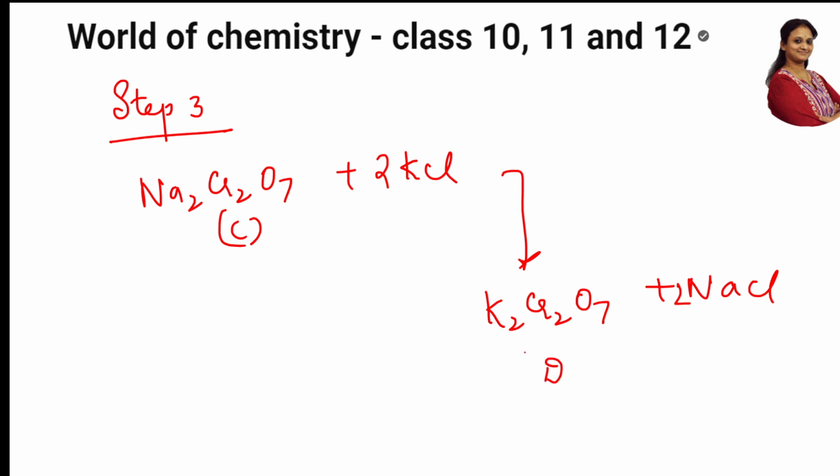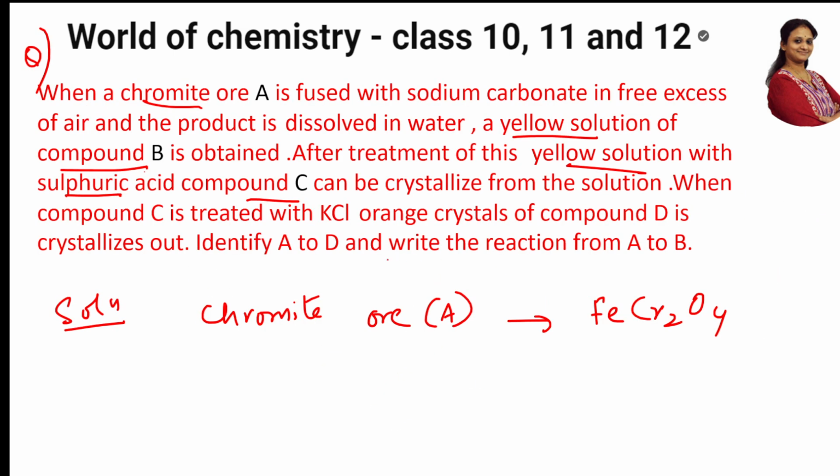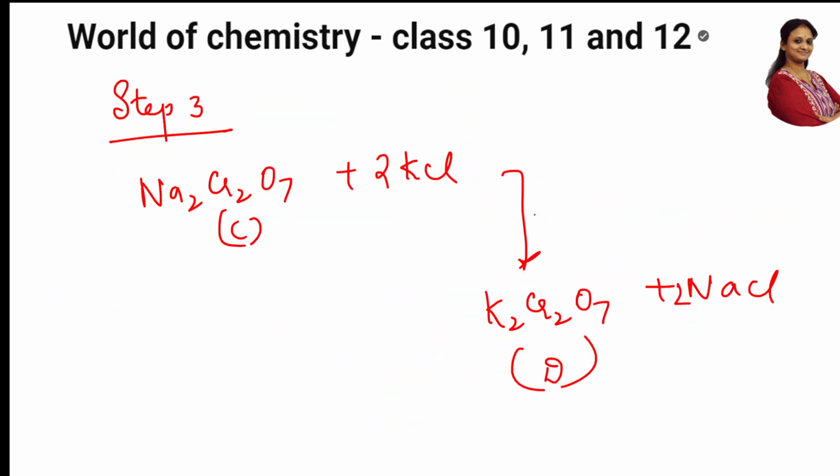Now what did they say? And the last thing is, they gave me orange crystals. That's why this color. What is the color of potassium dichromate? These are orange crystals. Orange. See, I've taken that orange crystals and have written this.